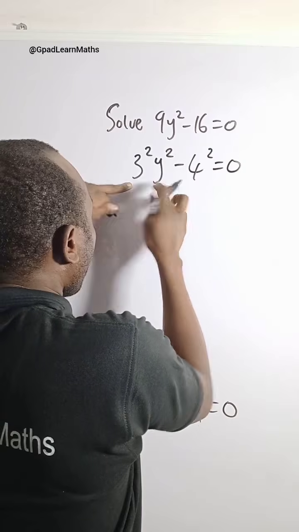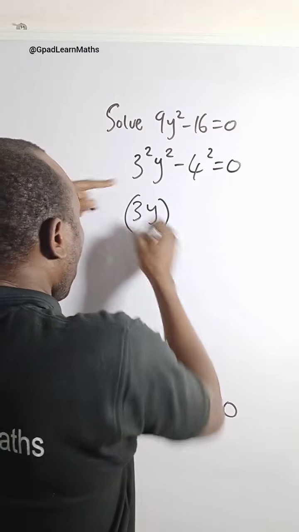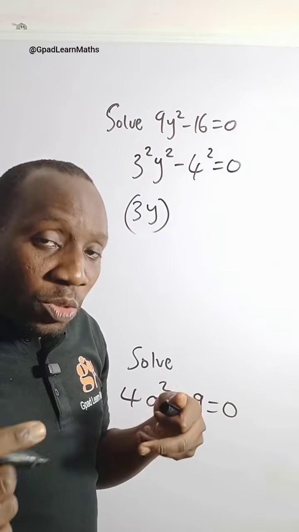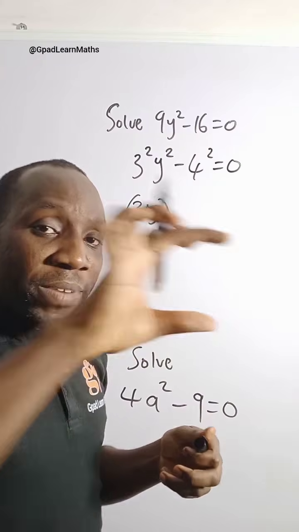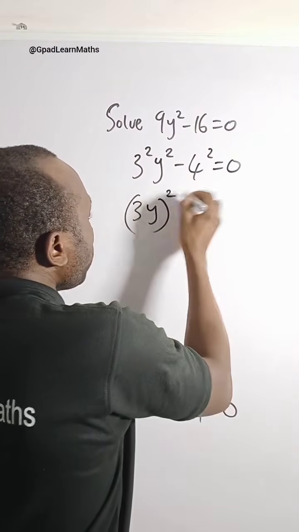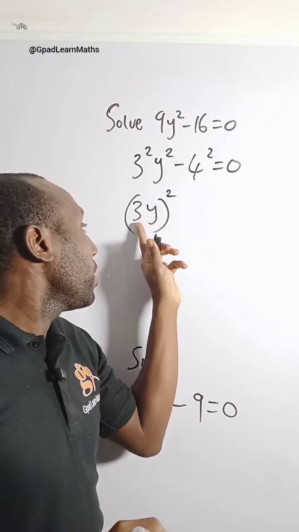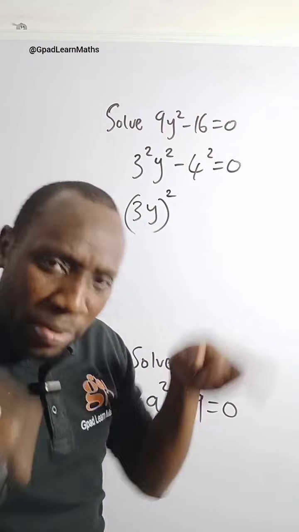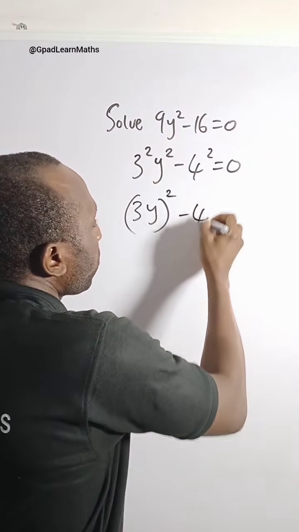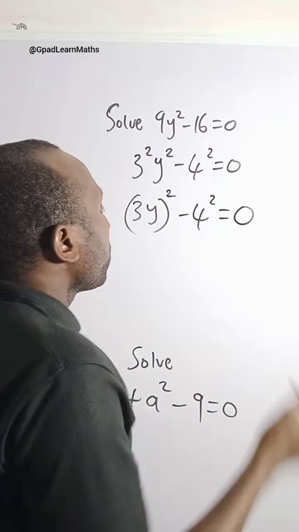I'm going to wrap 3 and y like this. I'll put it in a bracket. You know, I told you bracket tells you to apply the power to everything you have in the bracket. So if I put 2 here, then this 2 should be applied to 3 and y. Why? The bracket. Then minus what? 4 squared is equal to 0.